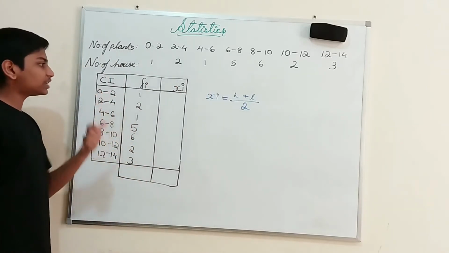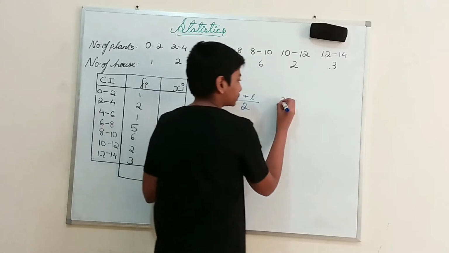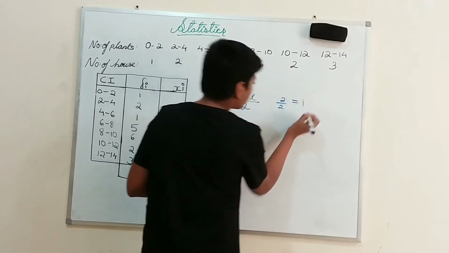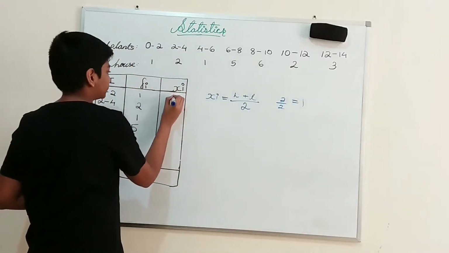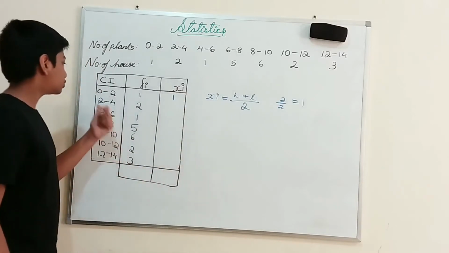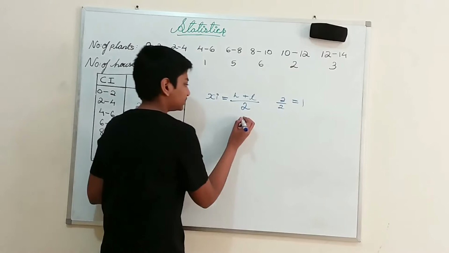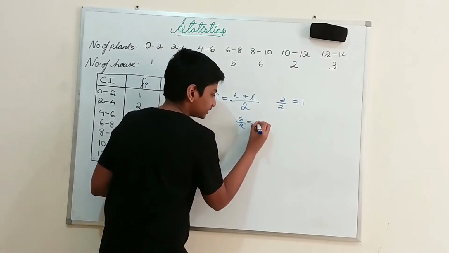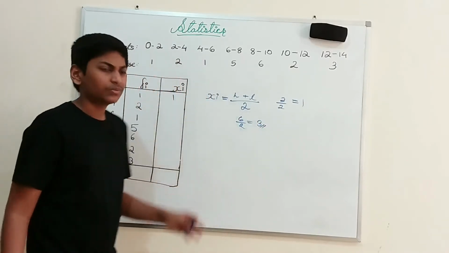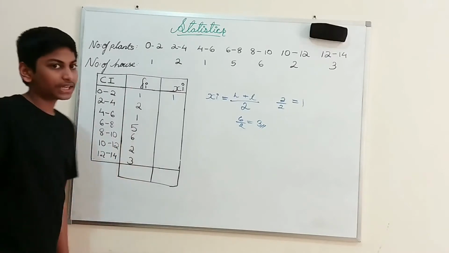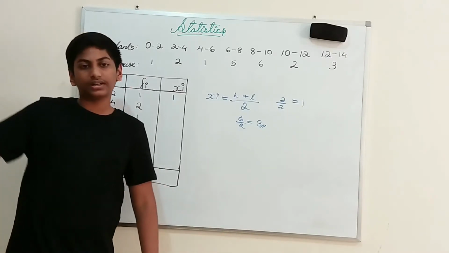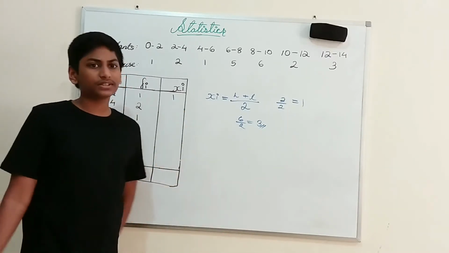So 2 plus 0 gives us 2, and 2 by 2 is 1. So 1 is the Xi of the first one. Then 2 plus 4 gives us 6, and 6 by 2 is 3. Right, 6 by 2 is 3. But wait, why should I do this much work? What if they gave me 100 and 200? Should I add every time and do it?